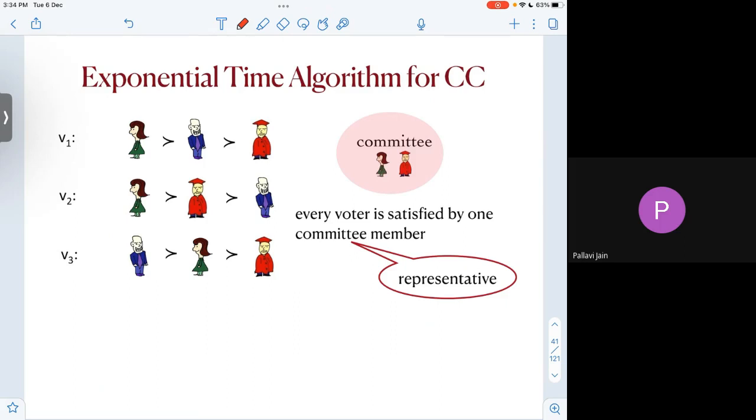So for example, here, let's take this as blue.